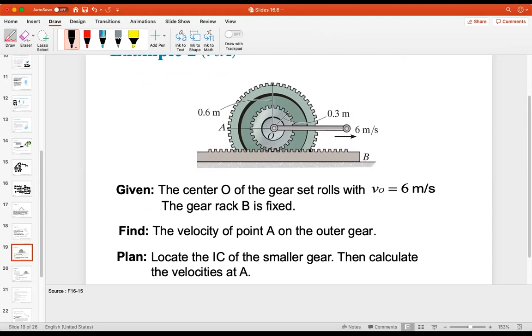B is not, it's a gear rack, it's fixed, it's not moving. Because of the gear teeth, we know that at this point there can't be any slipping. So this is going to roll without slipping, not about the bottom of the large circle, but instead about this point of connection. So the goal is to find the velocity of point A on the outer gear.